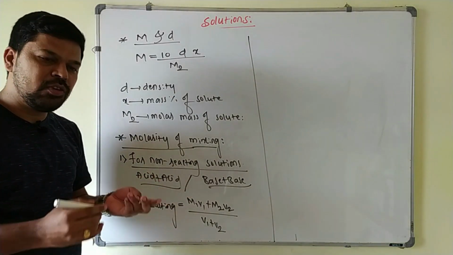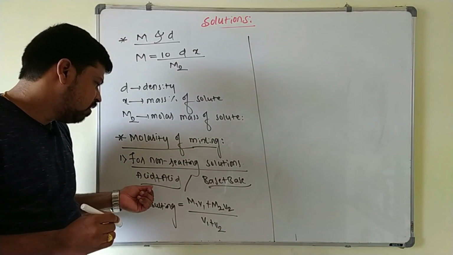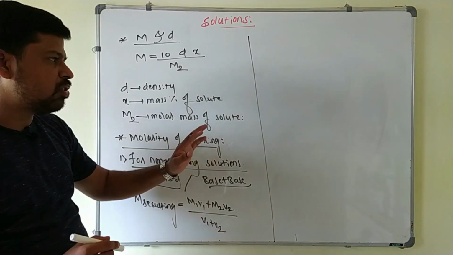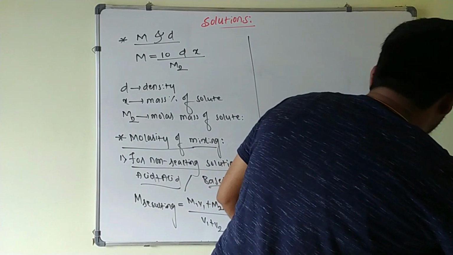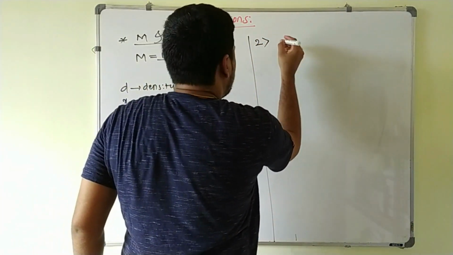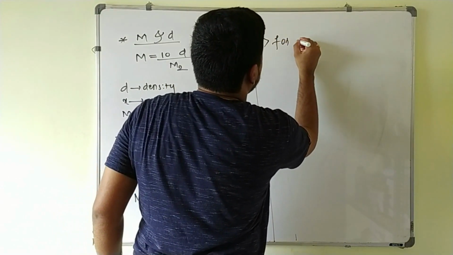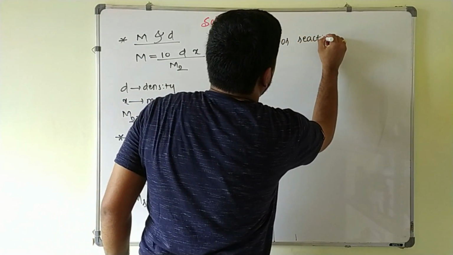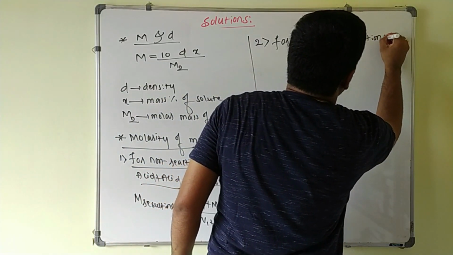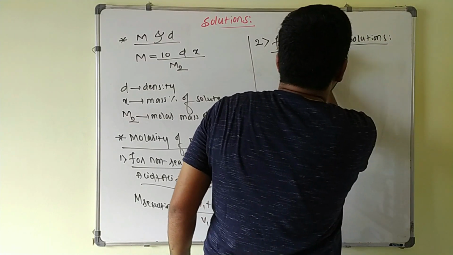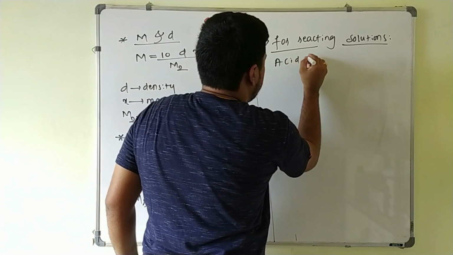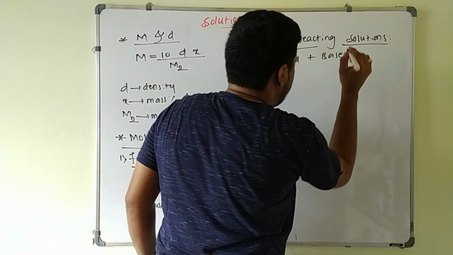Next one, we will go for reacting solution. Suppose two reacting solutions are mixed together, then what will be the resulting molarity? Like acid is mixed with base, or one oxidant is mixed with another reductant. So the second one is for reacting solutions. If the two solutions which you are mixing together are reacting, for example, acid is mixed with base, these two are reacting with each other.